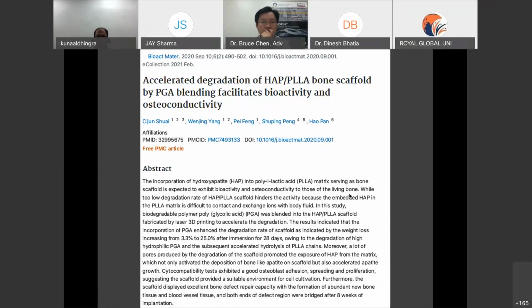So this particular study used a combination of hydroxyapatite and poly-L-lactic acid as a scaffold, in an in vivo study, and this scaffold showed good osteoblast adhesion, spreading, and proliferation, suggesting that the scaffold provided a suitable environment for cell cultivation. So we wanted to check for bioactivity and osteoconductivity. The study conducted in China showed that this 3D printed scaffold had excellent bone defect repair capacity, with the formation of abundant new bone tissue and blood vessel tissue, and both ends of the defect region were bridged after 8 weeks of implantation.